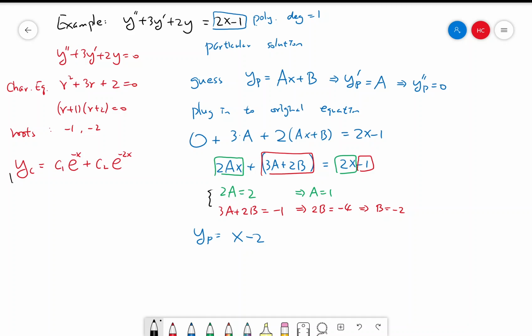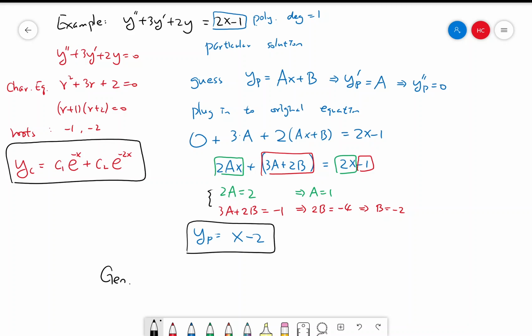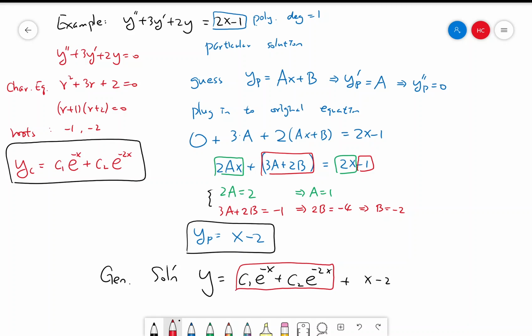So now we have a complementary solution and the particular solution. So the general solution of this non-homogeneous equation is y equals c1 e to the -x plus c2 e to the -2x plus x minus 2. So it's equal to the complementary part plus the particular part. And c1 and c2 are unknown. To figure out what they are, we'll need initial conditions.